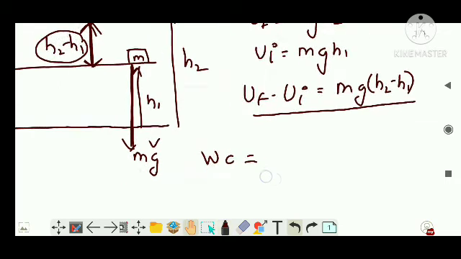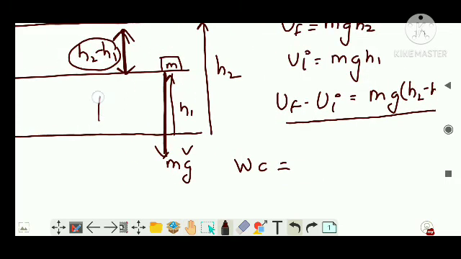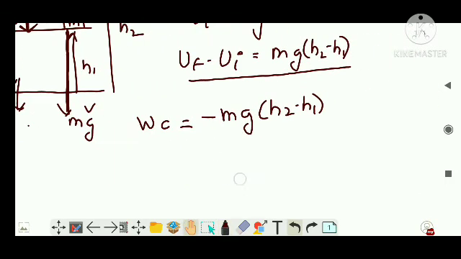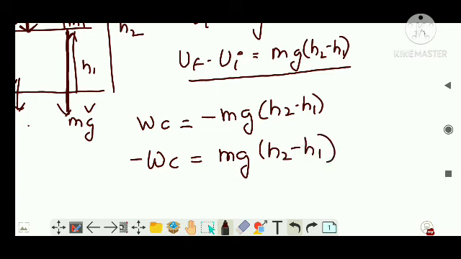Tell me the direction. Displacement is in this direction, force is in this direction, so the angle between them is 180 degrees. So it is negative work done: minus mg, the force, into the displacement h2 minus h1. So let's take this as minus WC, so this becomes mg times (h2 minus h1).